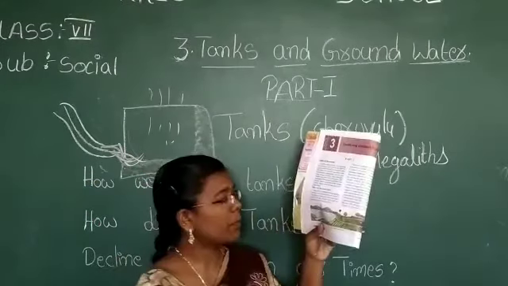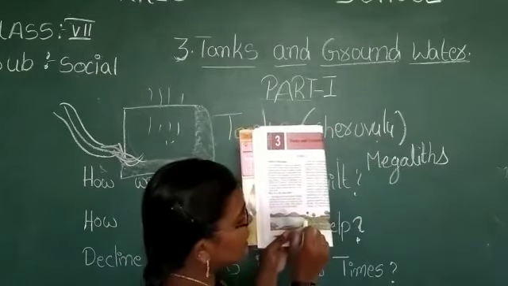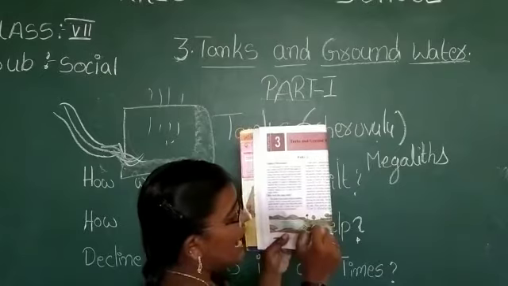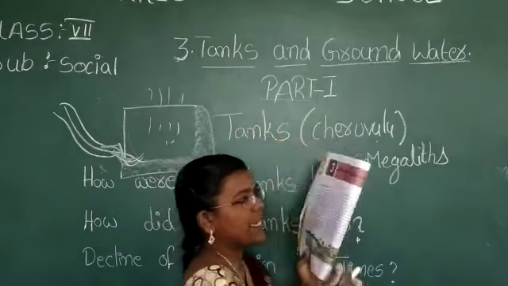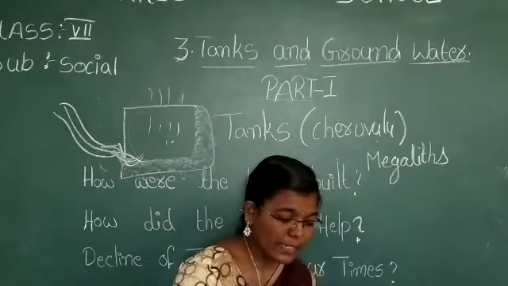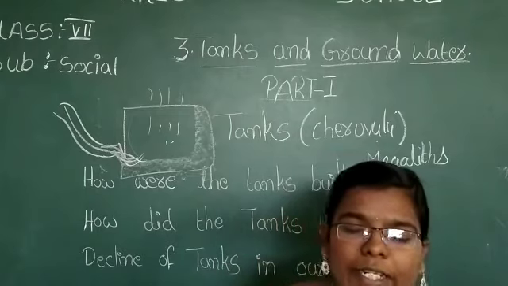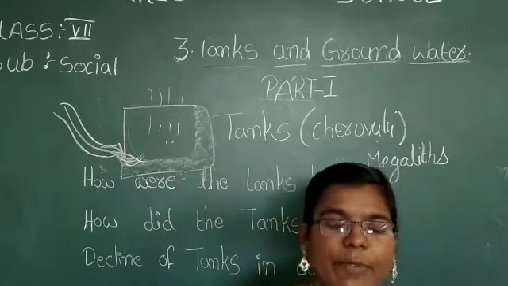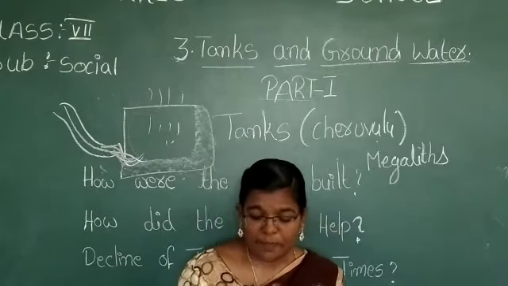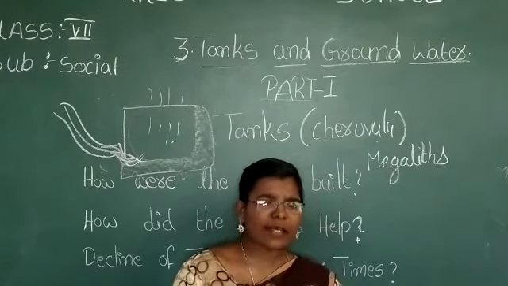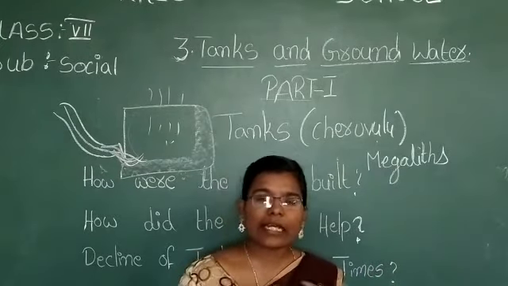Look at the picture below. See, this is a tank and these are the fields. They make a small hole in it and automatically the water goes to all the fields here. Tanks were sometimes built by a king, sometimes by a military leader or nayakas, often by the people of the village themselves, or sometimes by people who took the initiative and dug them.